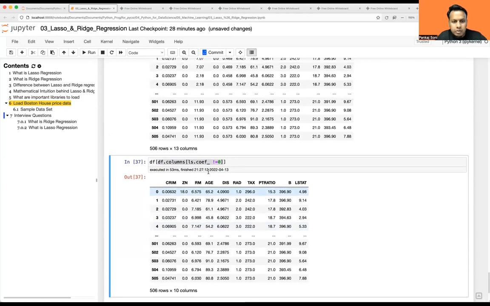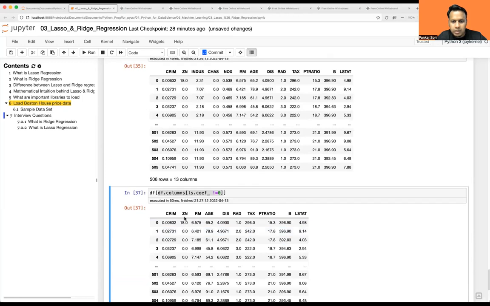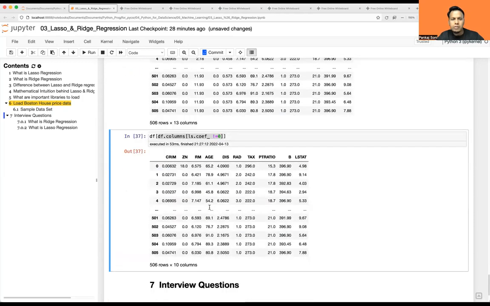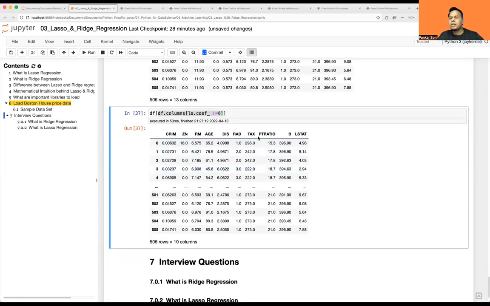Did we remove zn? It is having something, so this is contributing, but if you see, indus is not there. Okay, and what else? chas is also not there. Okay, yeah, so now we got the values, and these are the features which you can later use. This is the new data set after removing the features. So this is also known as feature reduction.